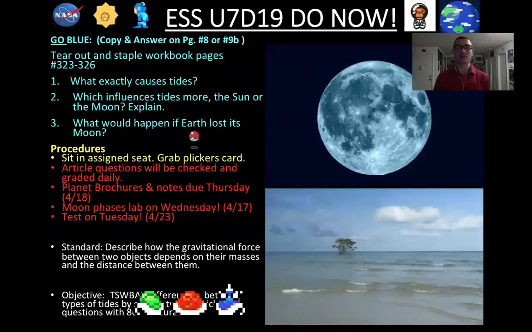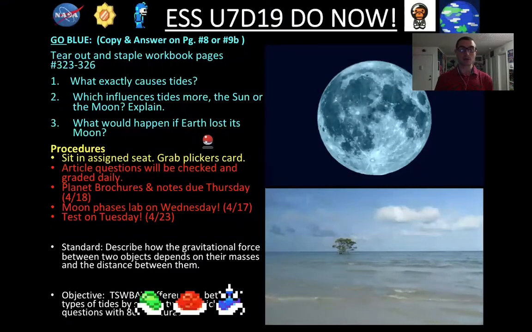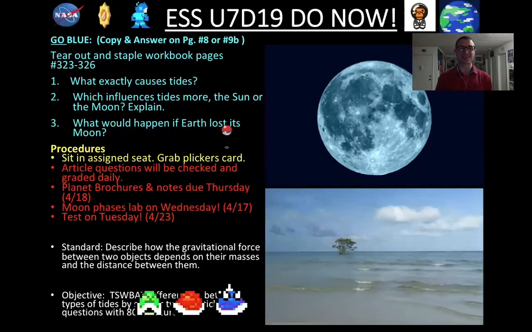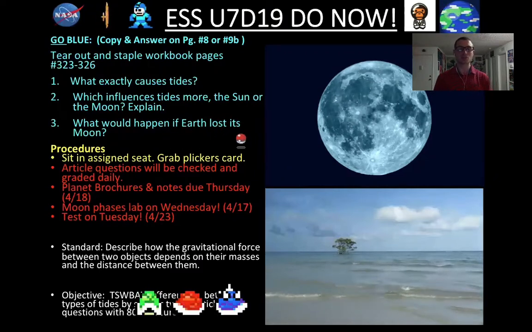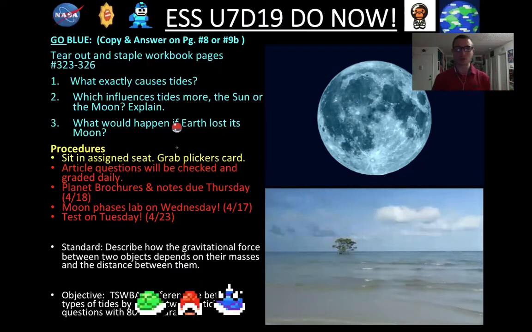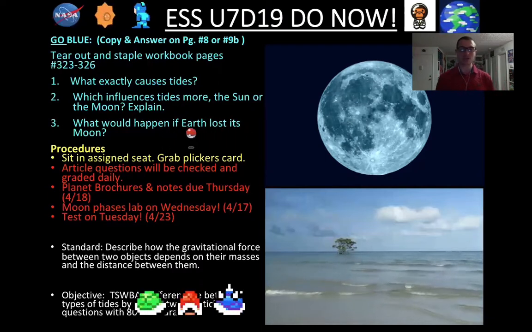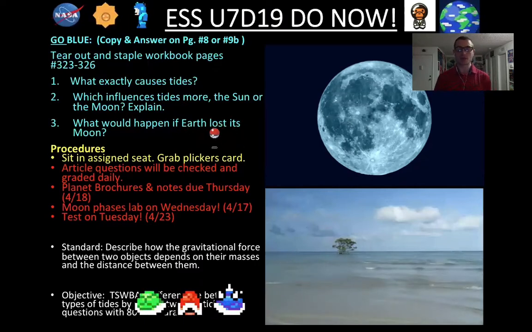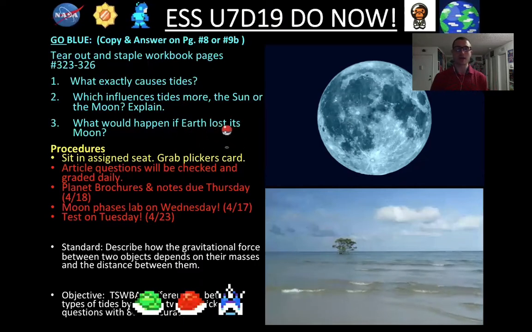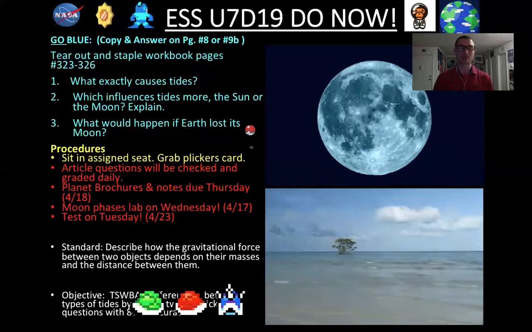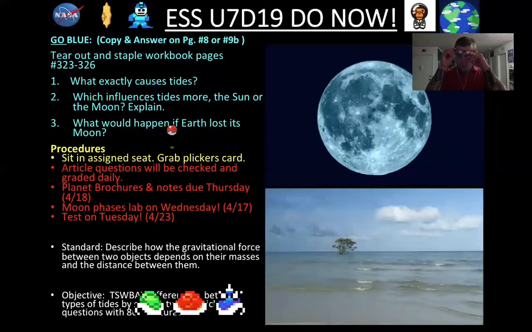As we see here at the top left of the presentation, it says tear out and staple workbook pages 323 through 326. Do not worry about those just yet. You don't have access to your workbooks, obviously, so I've got my own here, and I'm going to scan them, and we'll do them that way starting next week. So no need to worry about those just yet.